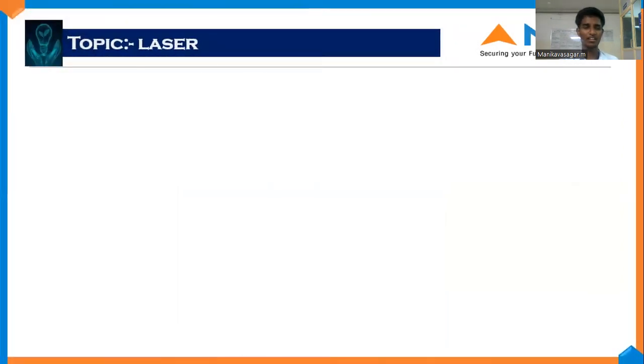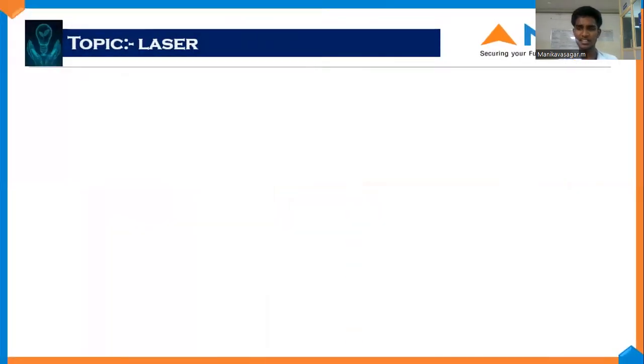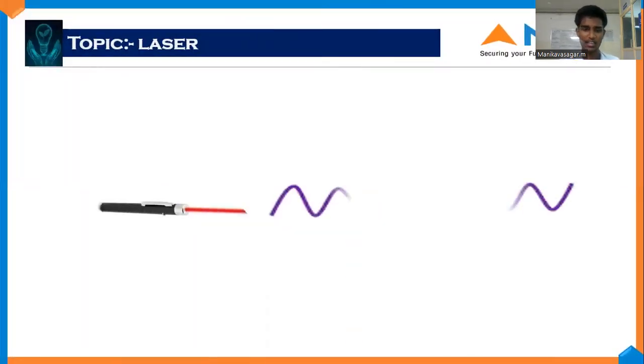Now we'll see one example. Take a torchlight. When I turn on the torchlight, it will spread the light to the wall or some object. When that light is spreading, the wavelength will be changing because it spreads like this. When it's spreading, the size also increases and the wavelength changes. It can't come more distance. But with a laser, when we are seeing that laser, the wavelength will be constant and the path will be constant. So it can easily travel a long distance.